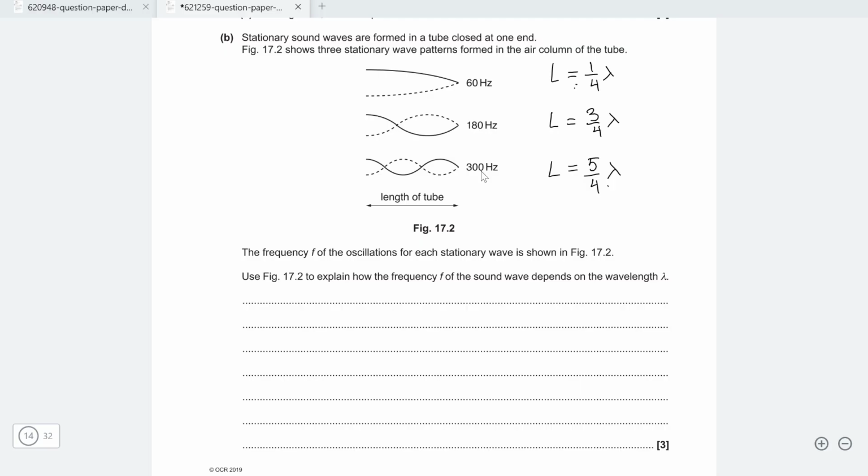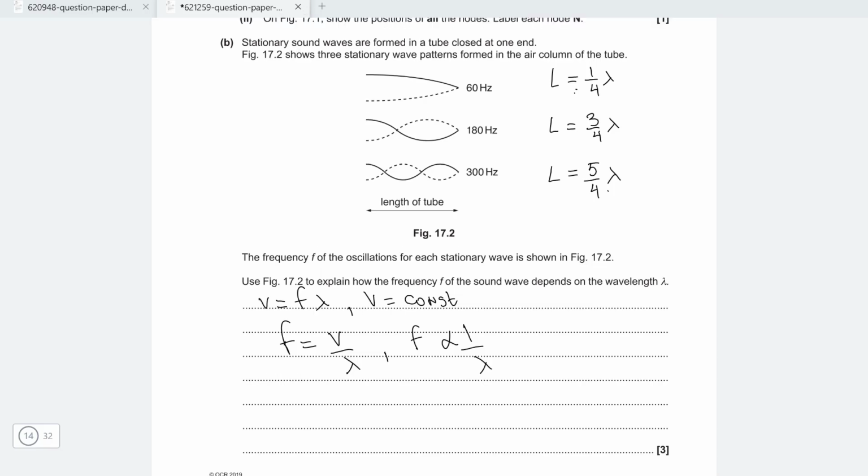Now, why is that? Well, we know that v is equal to f lambda. Now, because the speed of the sound v is a constant, nothing changes, the material doesn't change, it's still just the speed of sound in air, then let's just rearrange for, let's say, the frequency. So the frequency will be equal to the speed of sound divided by lambda. So we expect the frequency to be inversely proportional to the wavelength. And this is fully the case.